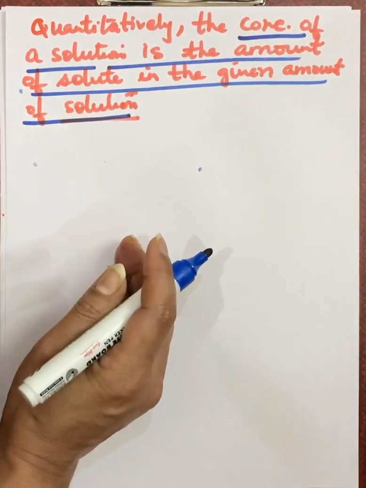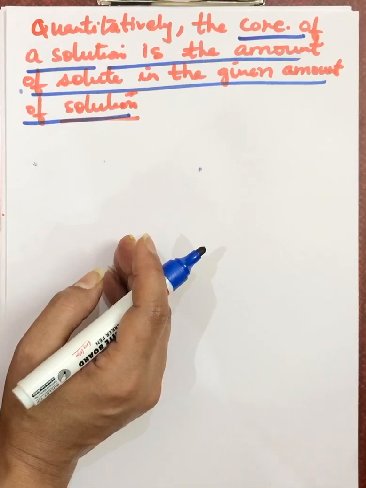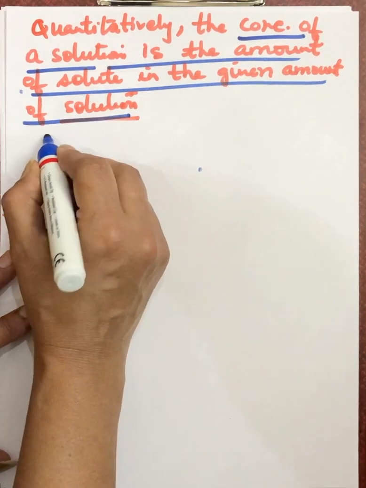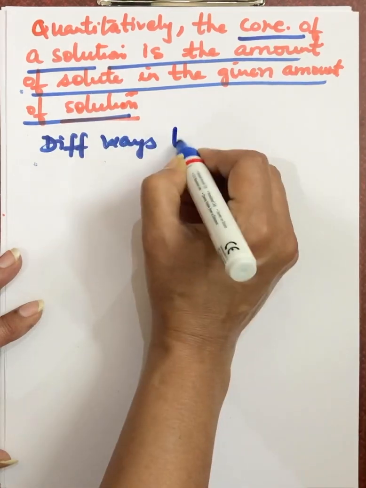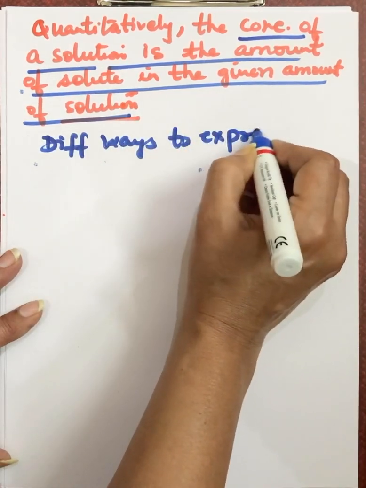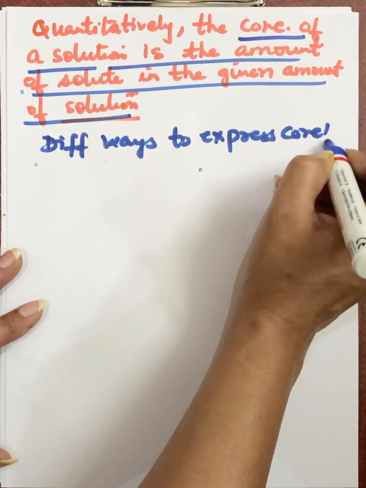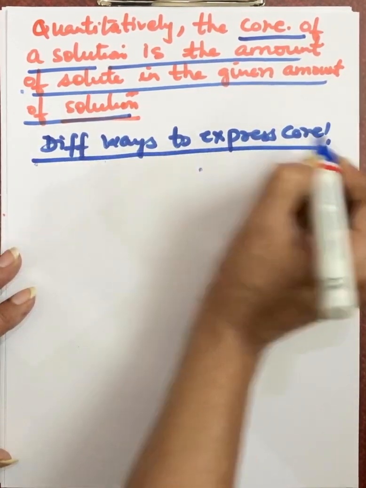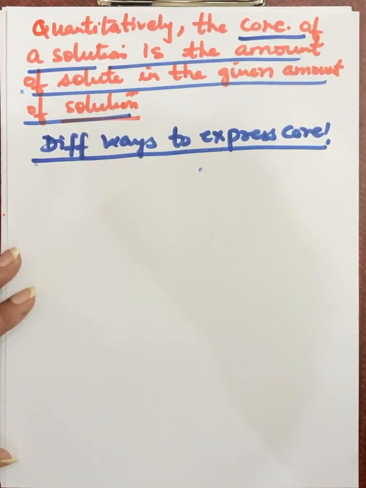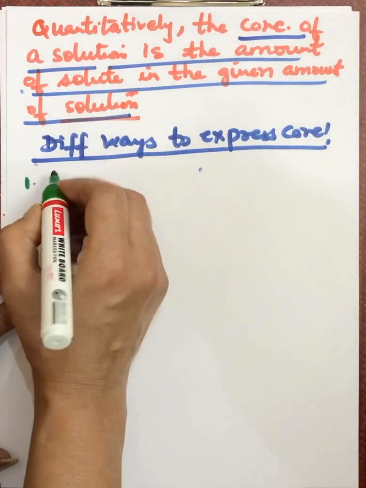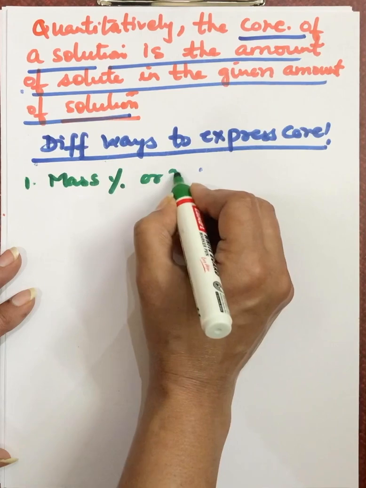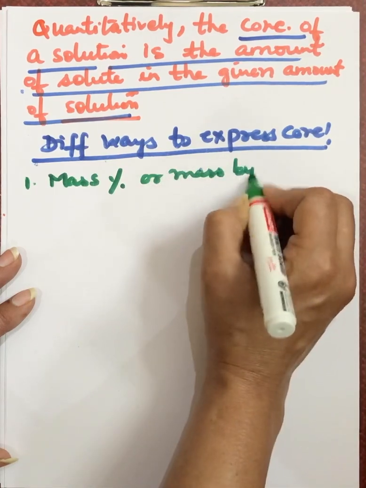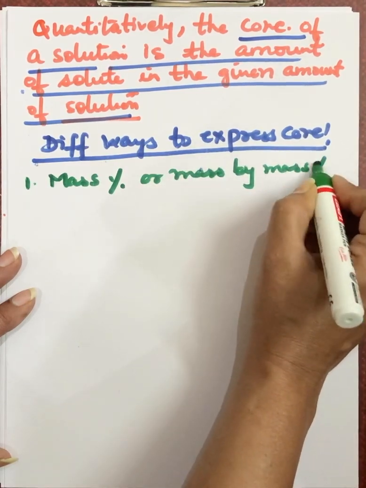In the given amount of solution, how much is the amount of a solute? But there are different ways to express this concentration. And we are doing two ways here to express concentration. The first one is mass percentage, or we can write mass by mass percentage.